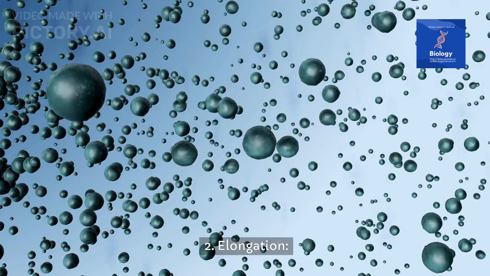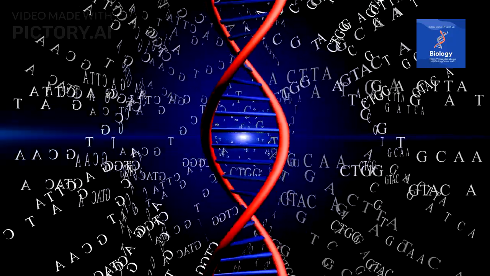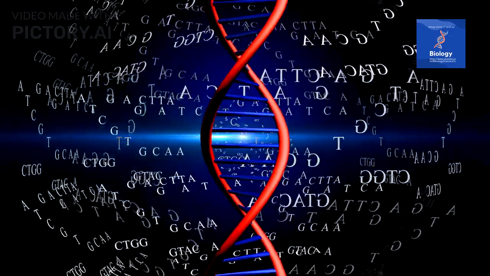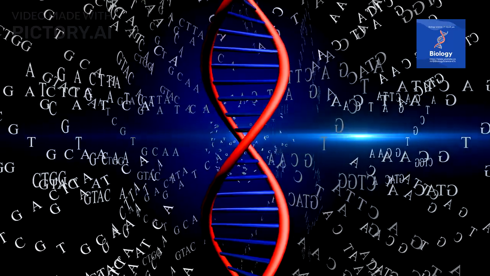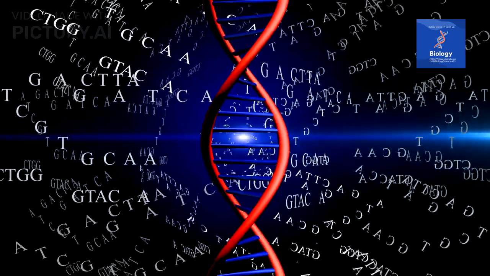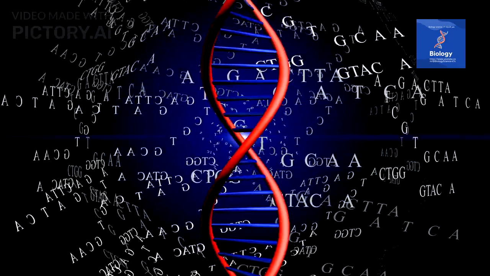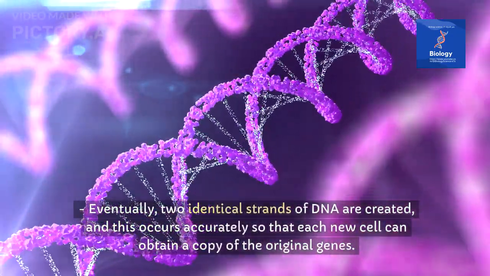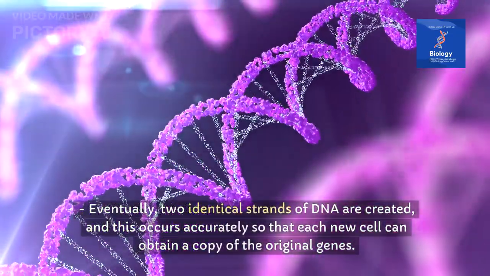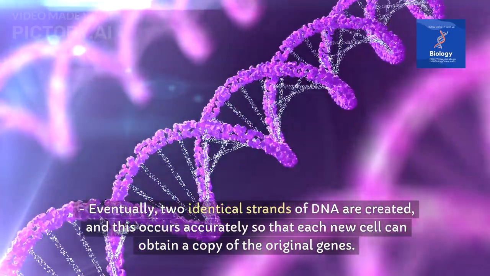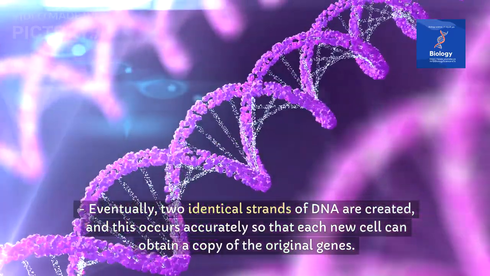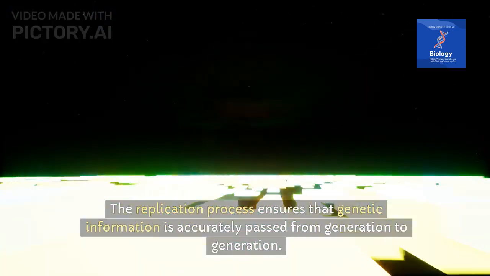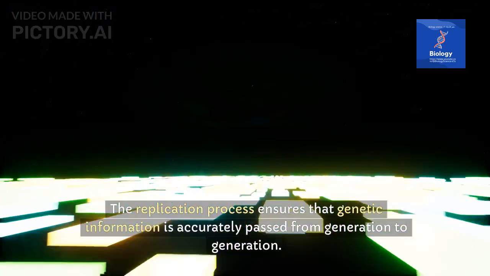2. Elongation. Once the double strand is opened, other enzymes such as DNA polymerase begin to add the appropriate nitrogenous bases, such as adenine with thymine, and cytosine with guanine. 3. Result. Eventually, two identical strands of DNA are created, and this occurs accurately so that each new cell can obtain a copy of the original genes. The replication process ensures that genetic information is accurately passed from generation to generation.